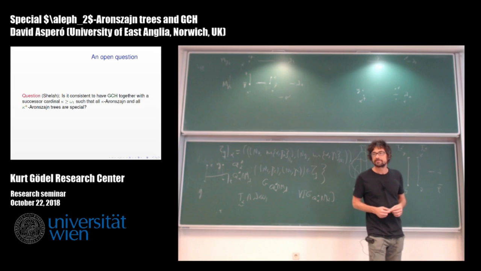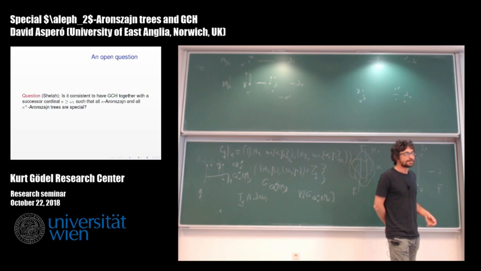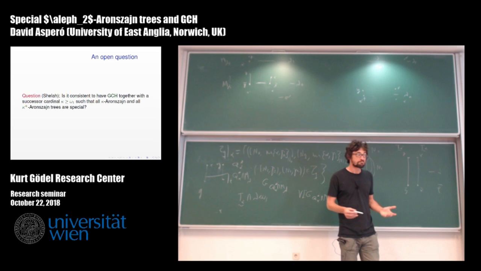Here's a really outlandish comment. We don't know if NS can be saturated with CH. That's true. People have asked me. It would be amazing to have something like that. But how would you use the fact that you're forcing over M1, over a small model? I have no idea. Maybe fine structure would play a role.